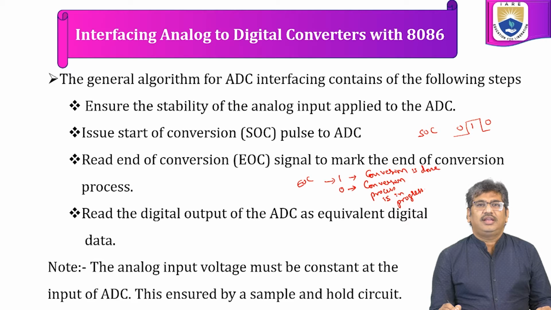Here, note that the analog input voltage must be constant at the input of the ADC. As we said earlier, the analog signal is changing with respect to time. For conversion, we have to maintain a constant voltage at that time. This can be ensured by a sample and hold circuit. A few ADCs have an internal sample and hold circuit. If they do not, then we have to add a special circuit for the sample and hold process.